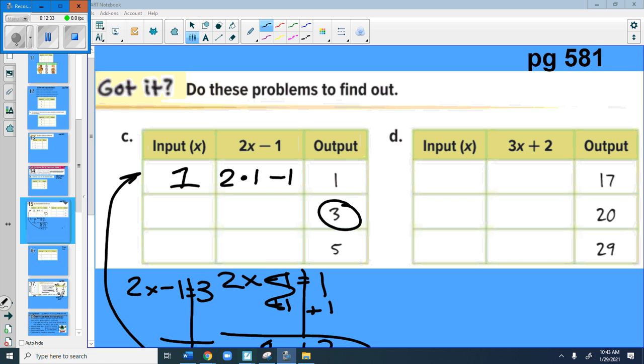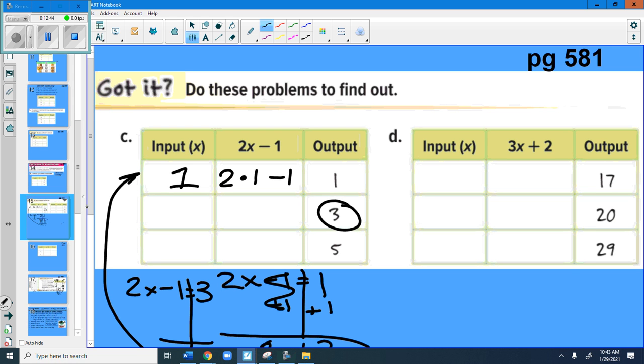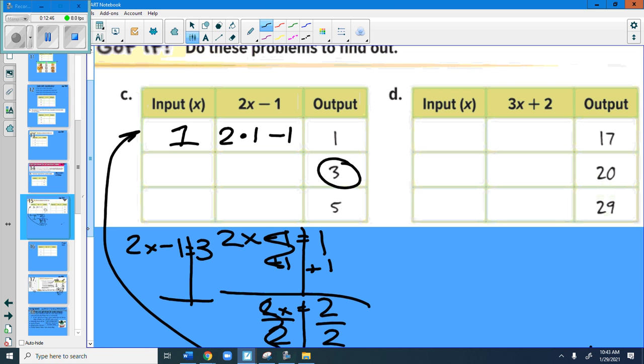Since I saw a bunch of yours, I'm not going to go through all of these, but I am going to do a couple. So please put your pencil down for a moment and watch and check in, and then we'll move on. So we already did one example over here. Looking at D, we have the output. So we have to use the backward strategy because we have to put it through the rule and go backwards to get the input. Okay, so 3x plus 2 equals what?